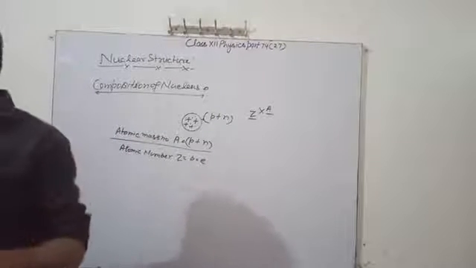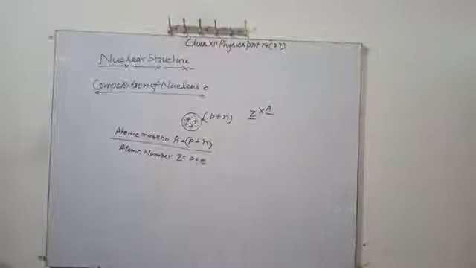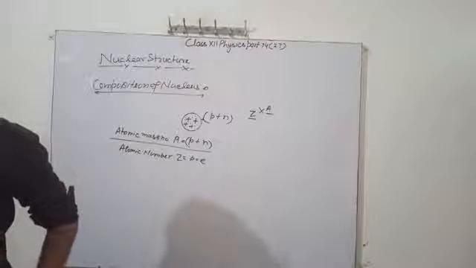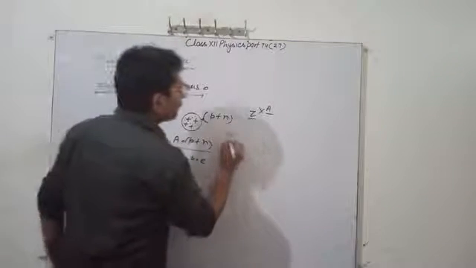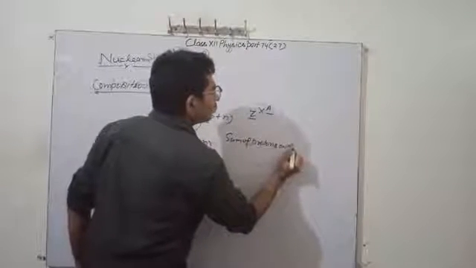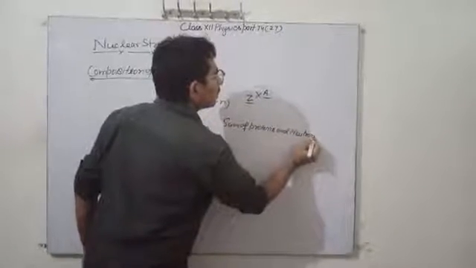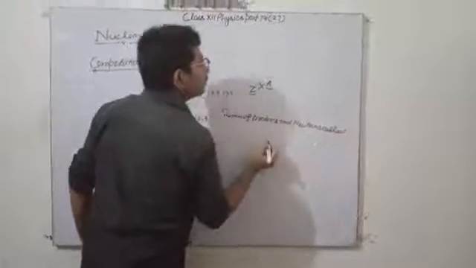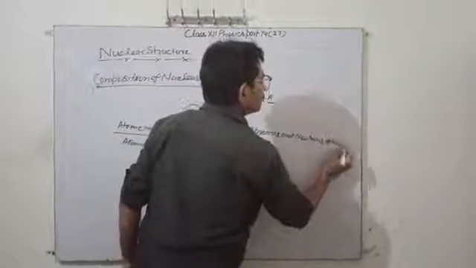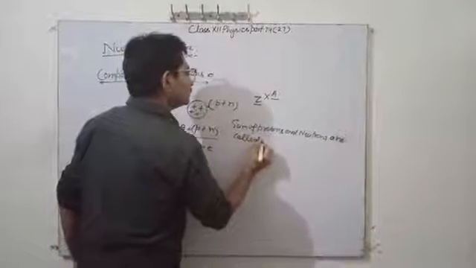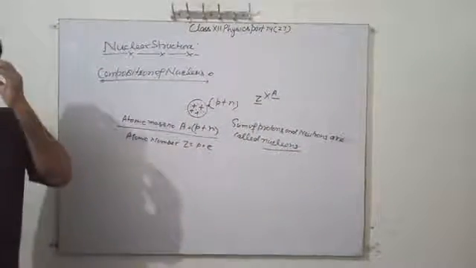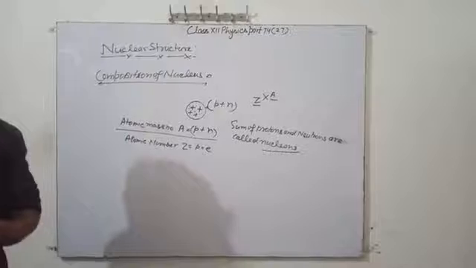Here the nuclear particles, protons and neutrons, are also called nucleons. The sum of protons and neutrons are called nucleons.